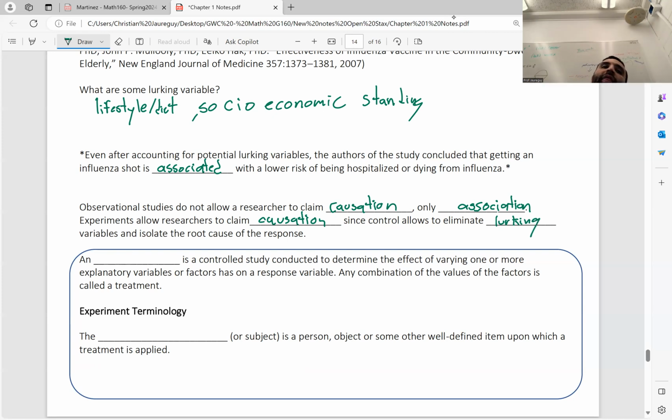Right? I don't have to worry about the healthy eaters, not healthy eaters. I can have some healthy eaters take the flu shot and some healthy eaters not take the flu shot. And then some unhealthy eaters take the flu shot and some unhealthy eaters not take the flu shot. So it's something I have more control over.